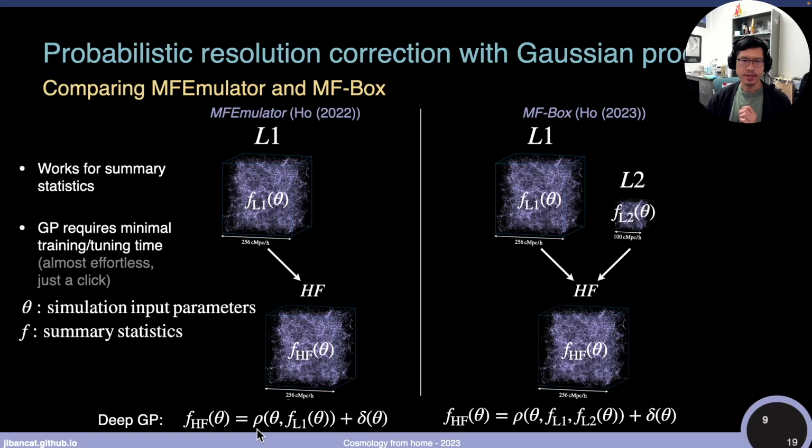So what the multi-fidelity method is doing is finding the cosmology-dependent resolution correction function. And what MFBox does is you have additional smaller box information. But currently, it only works for summary statistics because GP only takes small data sets. But the nice thing about using GP is that it almost requires no tuning time. When I do this, it's almost effortless. I just click the button and everything just trains without any tuning.